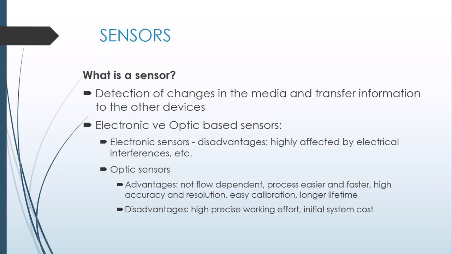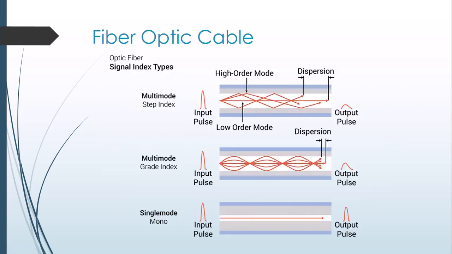Optical sensors' advantages: not flow dependent, process easier and faster, high accuracy and resolution, easy calibration, longer lifetime, high sensitivity, real-time measurement, portability, etc. Disadvantages: high precise working effort, initial system cost, and fragility, of course.